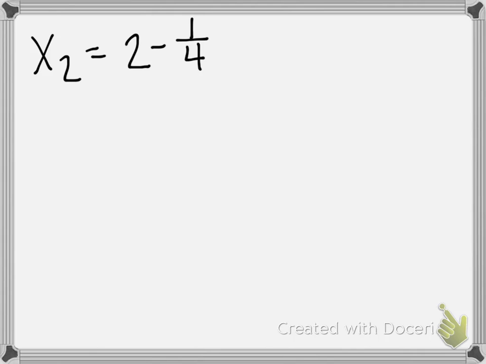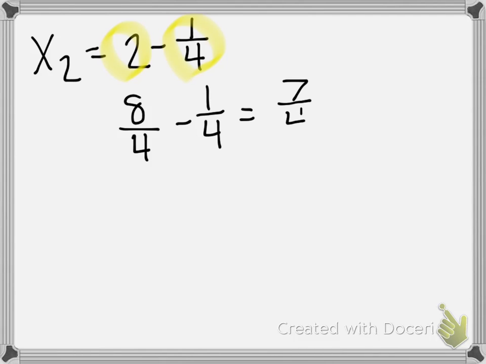Okay, so this is where we left off. Again, you'll see we have a fraction and a whole number, so we're going to have to get a common denominator. 8 over 4, which is 2, minus 1 over 4, and that is going to give us 7 over 4 as our x2.